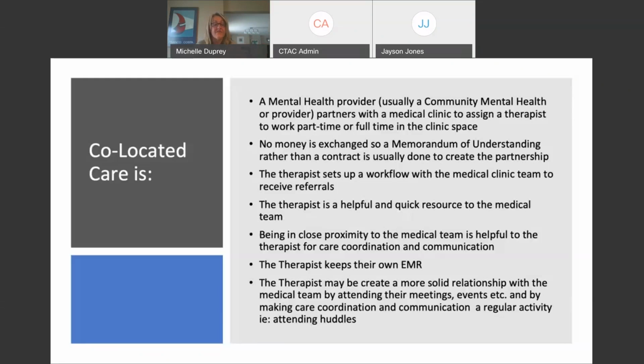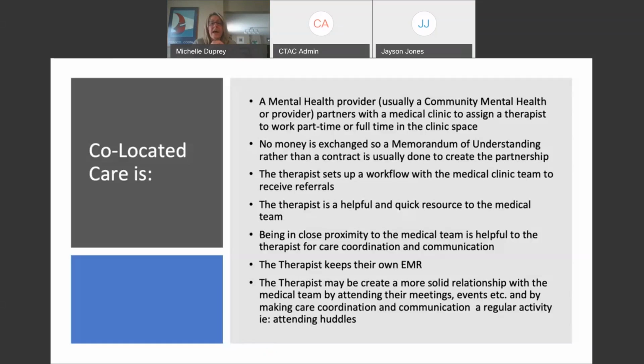The therapist, again, is very helpful because it's a quick resource for that medical team. It is kind of a partnership still, maybe not side by side, but it's still beneficial. Being in that close proximity to the medical team is really what helps with that care coordination, as well as communication. And that helps both sides. That helps the physician and the therapist. If you're a therapist and you've tried to reach out to a pediatrician and had a really hard time with it, I know what that's like. This is a way to really up that communication in a way that's really fantastic for the client as well.